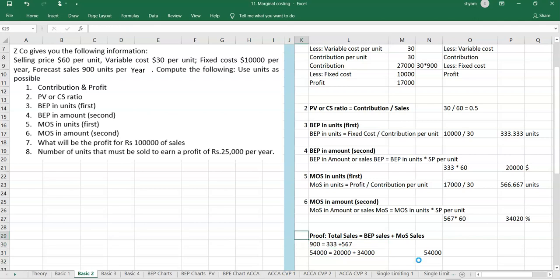Okay, so you don't need to show proof in your exam, but this is a technique to check whether your answer is correct or not. Okay, sometimes if you forget the MOS formula, this is a shortcut. You know the total sales units and you know the BEP sales units. Subtract both, and you will get the MOS sales units. Okay, it's like a shortcut. You can try that also. So we have done it for both.